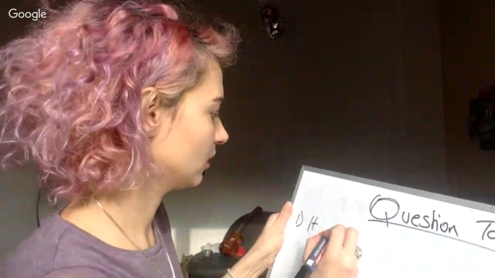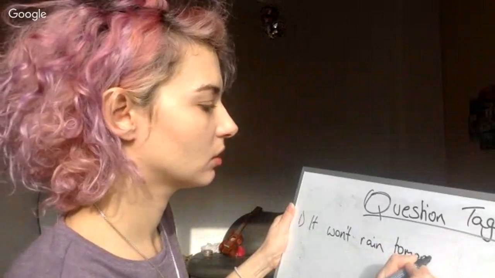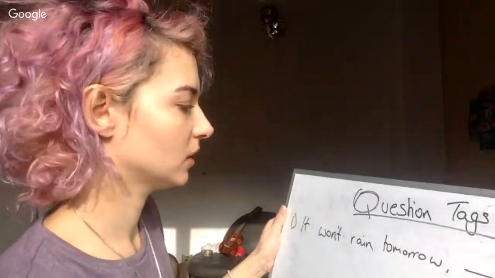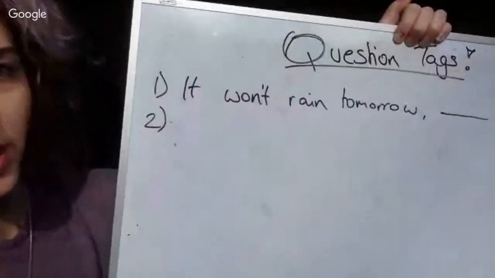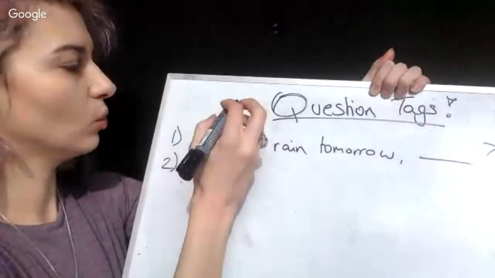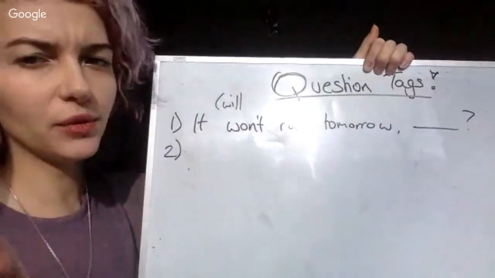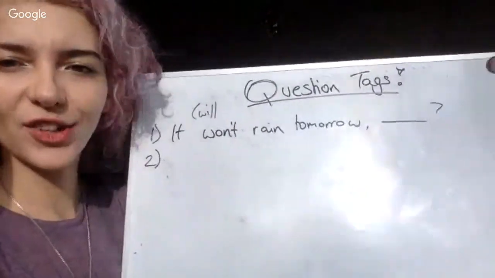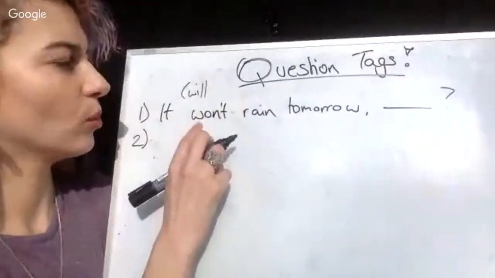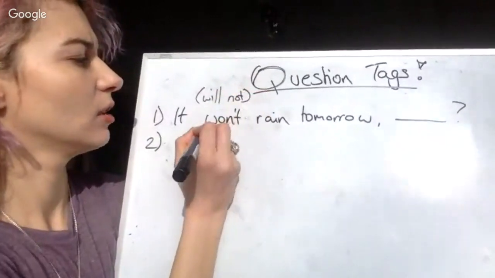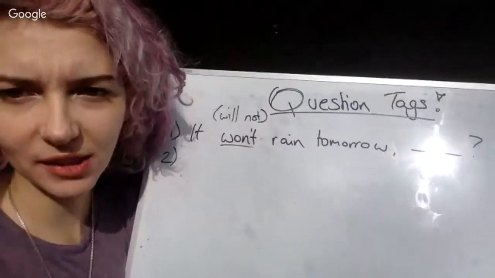Okay, number one, it won't rain tomorrow. What do you think here? Okay, let's try this one. So here we have won't, will not. Native speakers use contractions so often. So if you're not using contractions, I would start trying to use them, because it sounds so much more natural when you use the contracted form, won't. It means will not, but we usually say won't. It won't rain tomorrow. What's the question tag? Let me know in the comments.